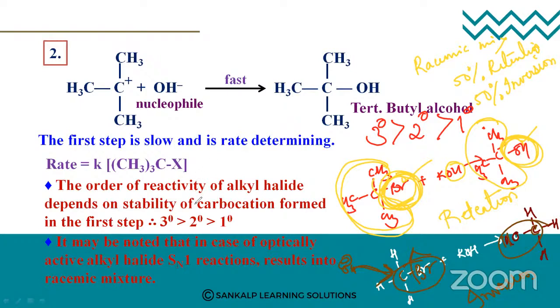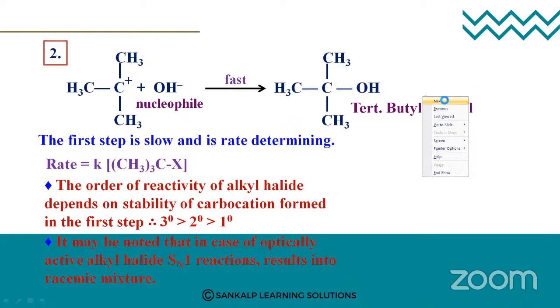So what is first order kinetics? First order kinetics depends only on the concentration of the substrate. The first step is a very slow step, and it is called the rate determining step. Then the reactivity depends on the stability of the carbocation: tertiary is more stable than secondary and then primary. So this is about the reactivity order and the SN1 mechanism.